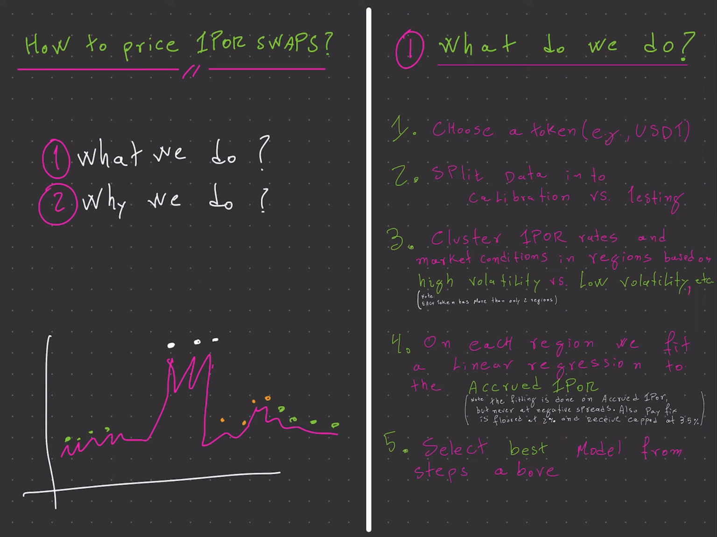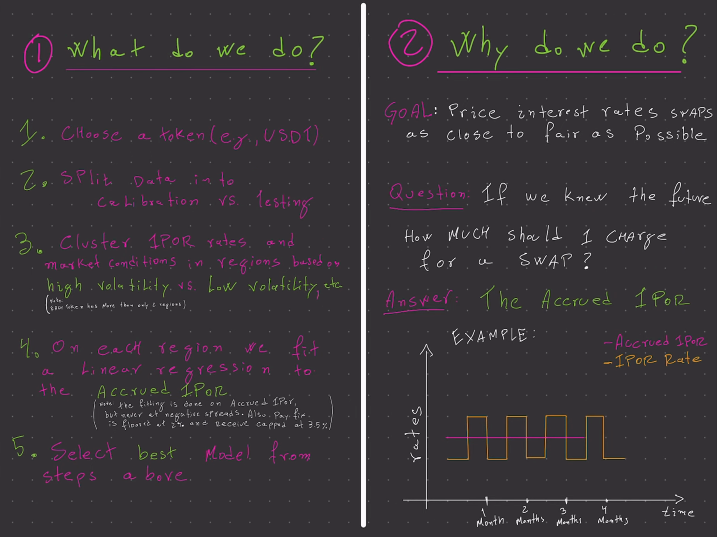So that's what we are doing on the modeling side when we are modeling the base spread. The question I'm going to walk through now is why do we go through this process? Let's think that our goal on this particular step of the base spread is to price the interest rate swaps as close to fair as possible. So if we could have a 100% fair price on the base level, that would be the ideal scenario. Of course, we just can't do that because we don't know the future.